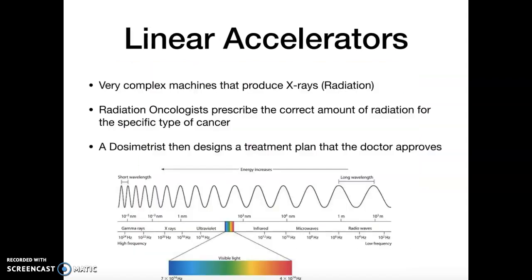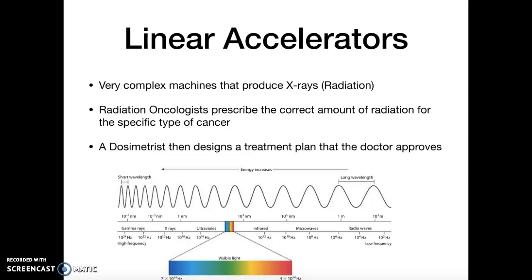So linear accelerators are very complex machines, and they produce X-rays, and that's why the 6 to 8 feet thick walls are so important. It's because X-rays are getting shot out of this machine. And so an overview of how it works is a radiation oncologist will see a patient, figure out what kind of cancer it is, and depending on the cancer type and where it is, the radiation oncologist will prescribe a specific amount of radiation.